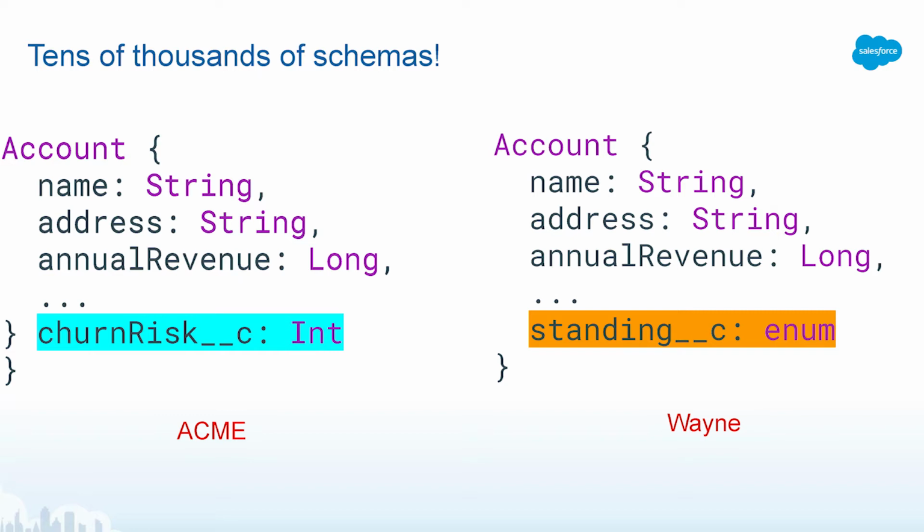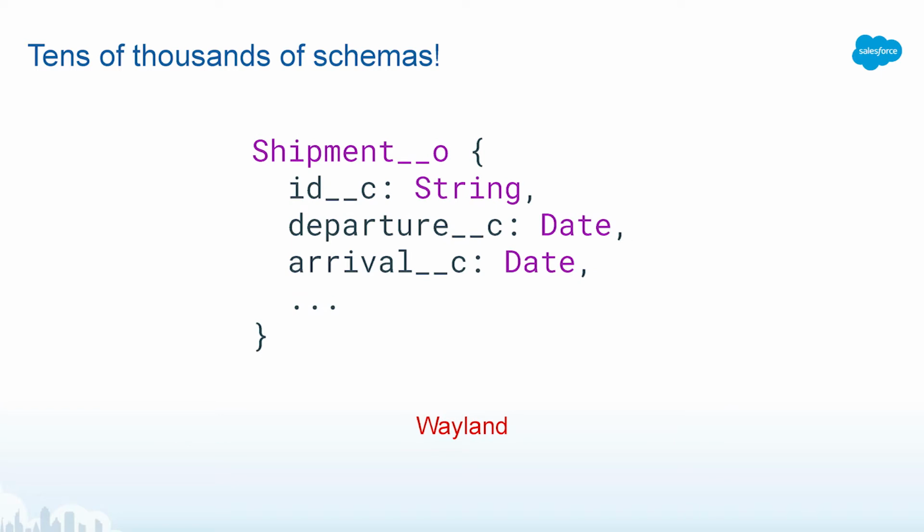In this case, for example, churn risk. That would be different if you work at Wayne Enterprise and have their own set of custom fields. And if you work for Wayland, you might have even custom objects that have been created by the admin. And so that means that in our lake, we have to deal with a lot more schemas than you might have thought, tens of thousands, because customers customize the objects they work with. So that obviously creates some difficulty for us, but it's very important that we do capture those custom fields.